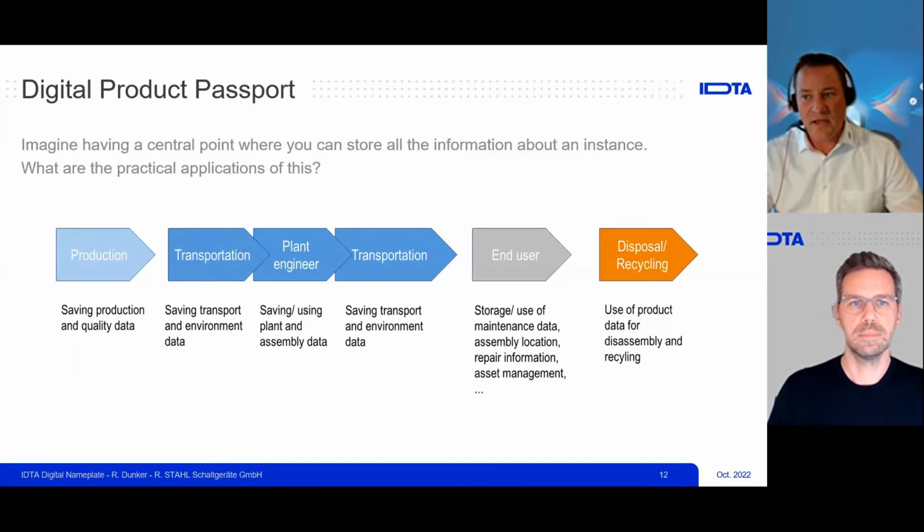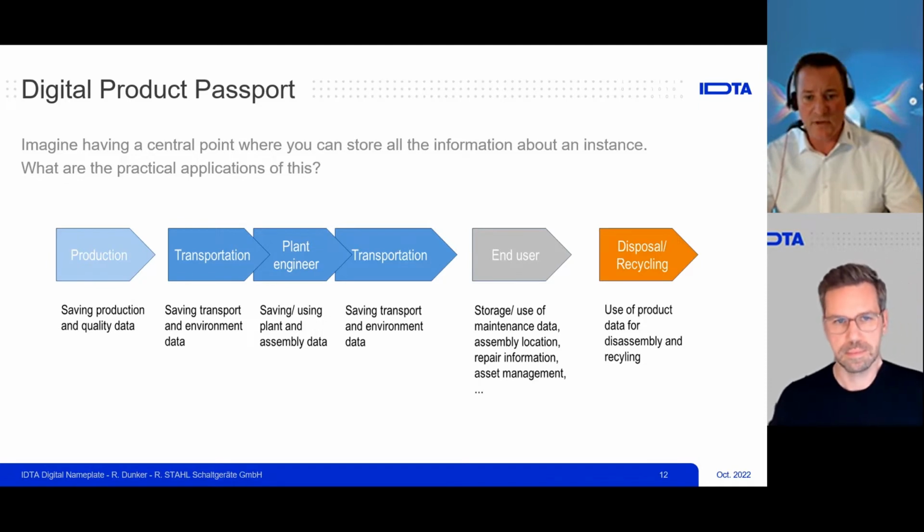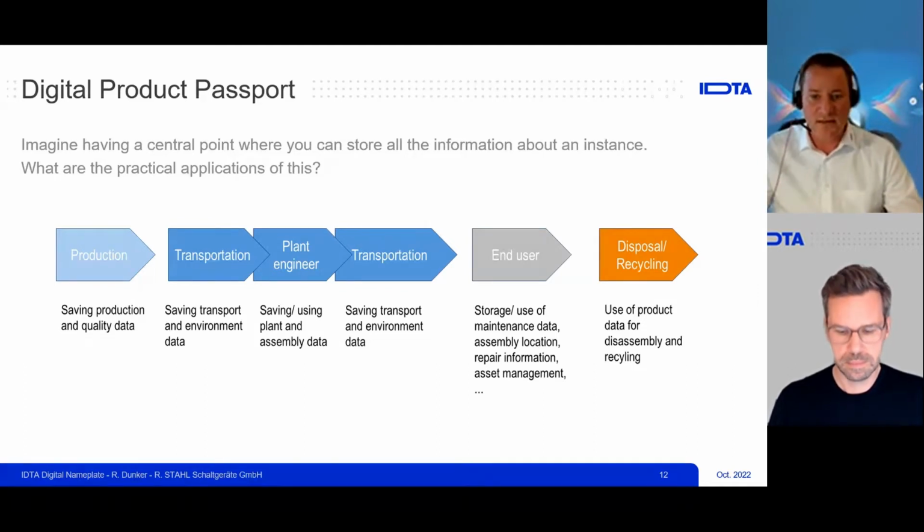Then the next location is the engineering company or the assembly line where you put all the different components together into a machine. And there you will have a location inside of a machine. You will have a wiring diagram. You will also have data about parameterization and so on. Maybe you also have additional labelings on it. So this is also quite common out in the field. So a lot of different data is coming up in addition to the data set from the manufacturer of the product. Then again, you have a transportation phase.